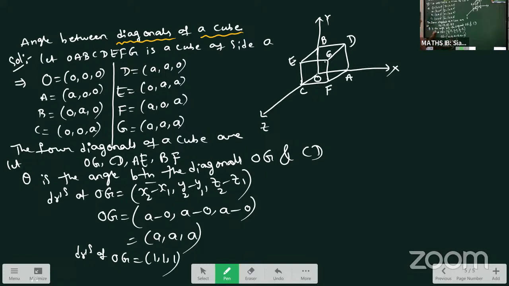Next, for finding the angle, we need DRs of another diagonal. What is the other diagonal? CD. Next, DRs of CD.